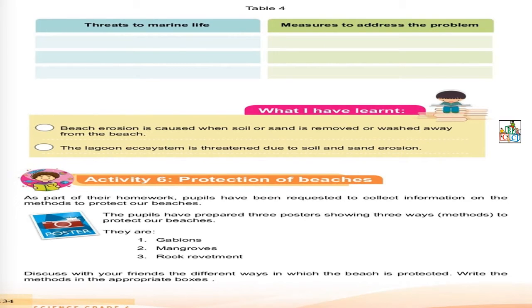Activity 6, protection of beaches. We are going to do this for our next video. Okay, now let us concentrate on beach and soil erosion for today. You will have some notes which you can note down in your copybook. Okay, let us take a look.